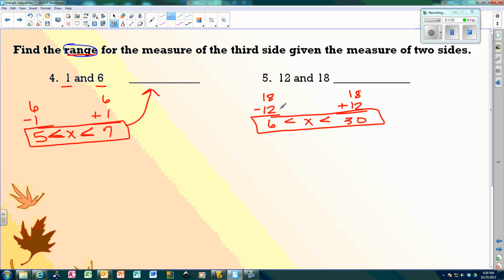So for this triangle, if this side was 12 and this side was 18, this side could be any number between. So it could be 29, or it could be 7, or it could be 15, or any number in between. So remember, first subtract, second you add.